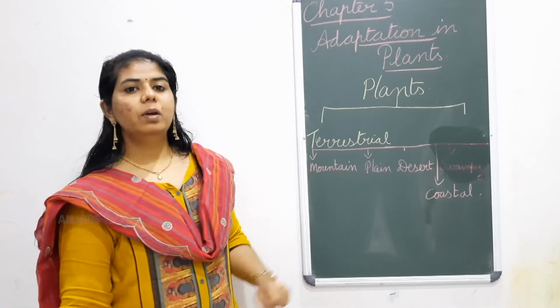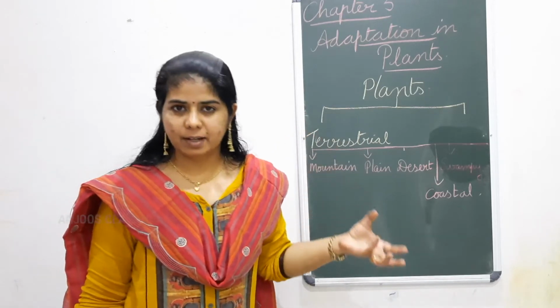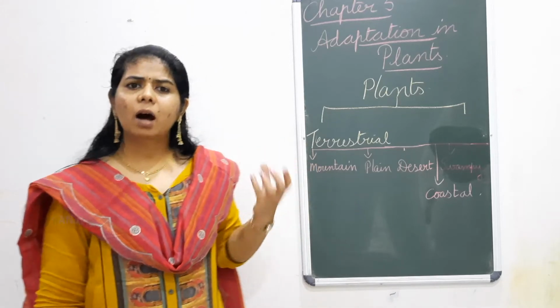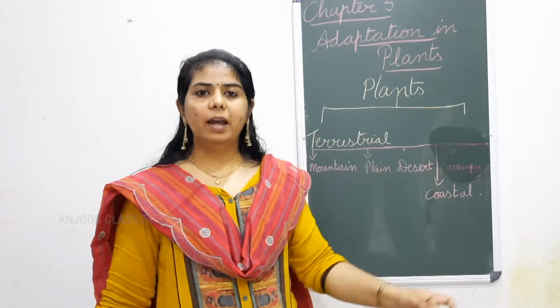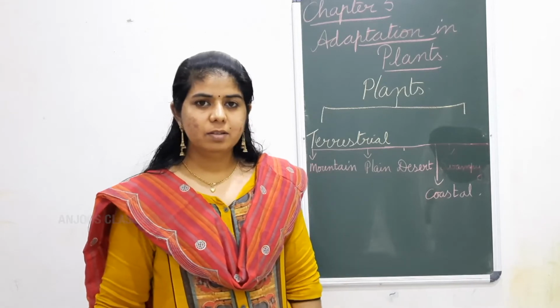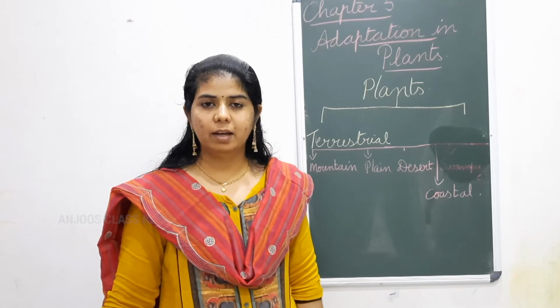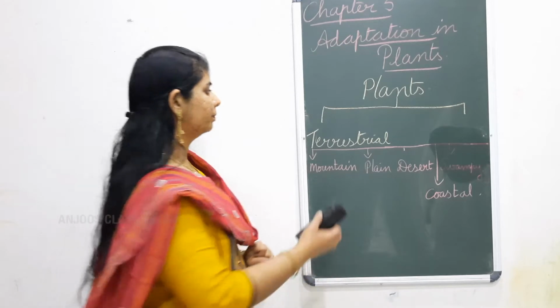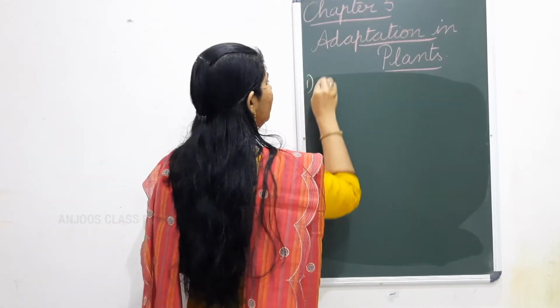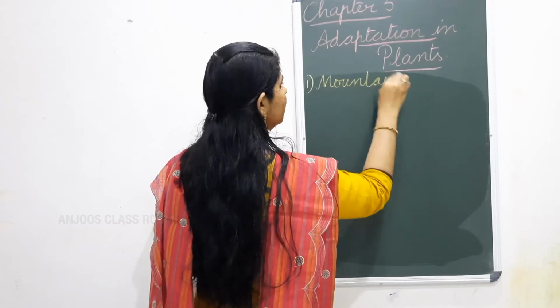Understood? So again we are going to see one by one what all plants are growing there and how are they able to adjust to that area. So shall we see that? So let's go to the first one, the terrestrial area, that is the mountain. Mountain. First one, the plants which you can see in the mountain areas, mountain regions.